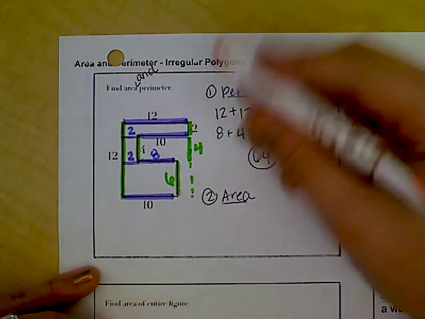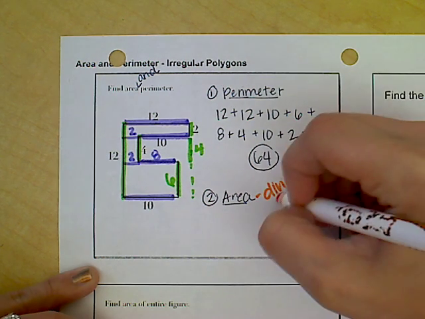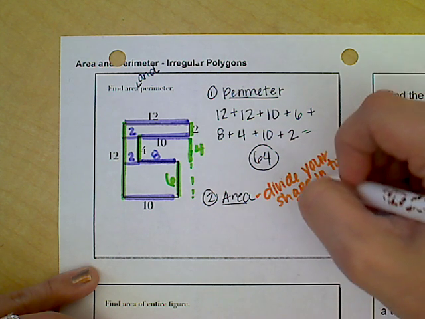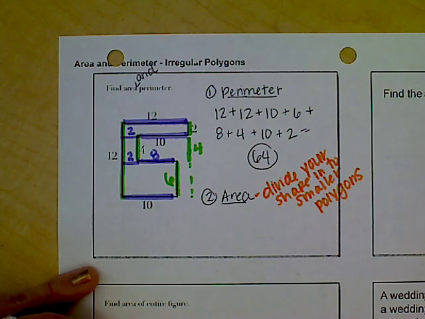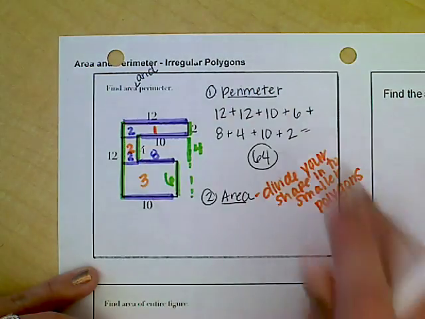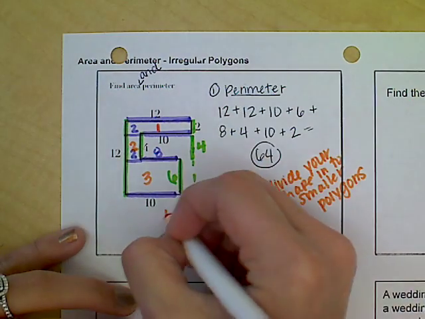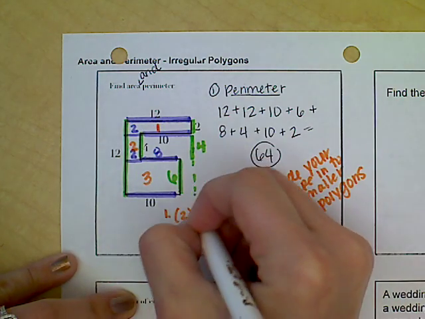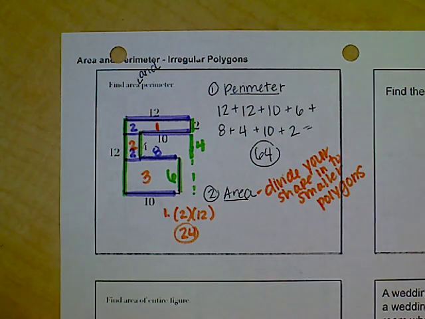But to find your area, you need to divide your shape into smaller polygons to start out. Then you just find the area of each of those polygons and add to get your total area. So I'm going to make this my first one, this my second one, and this my third one. So for my first area, it's a rectangle with sides of 12 and 2. So I can take 2 times 12, and that just gives me 24.